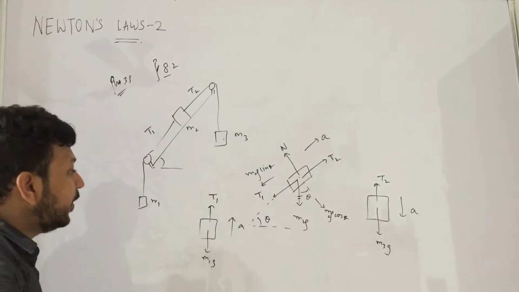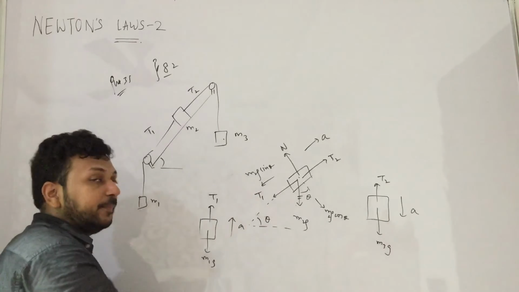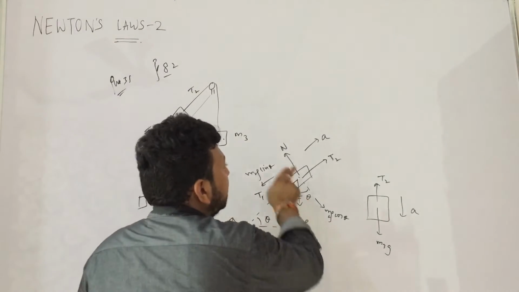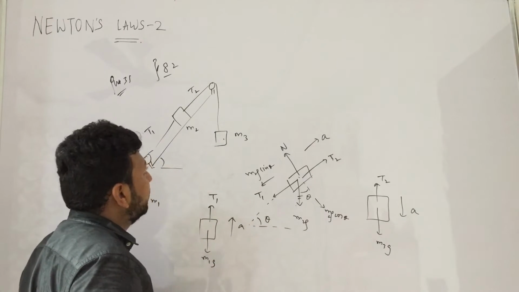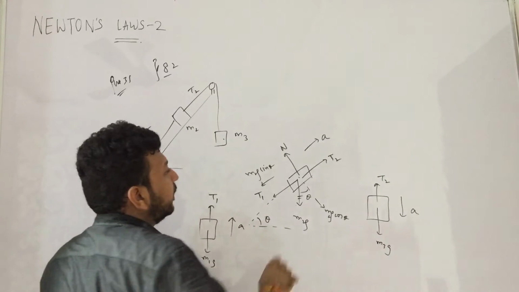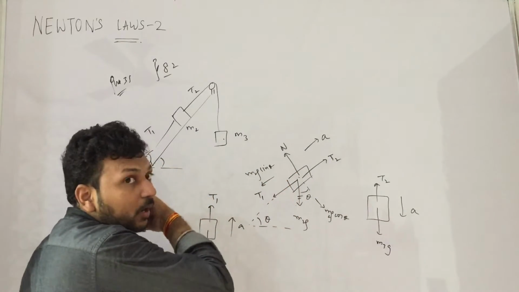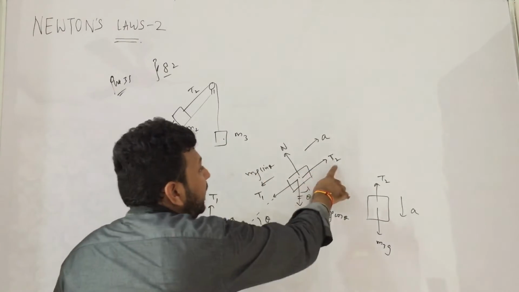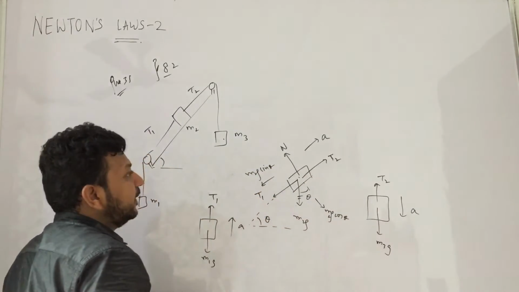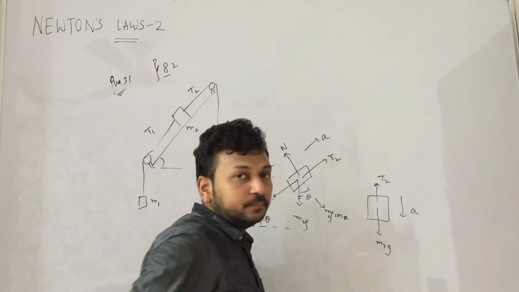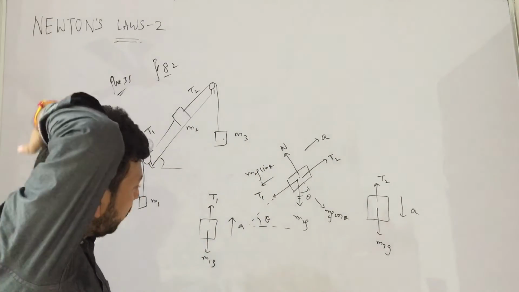Yes, so the equations go like this. T1 minus M1g is equal to M1a. For this, N is equal to M2g cos theta, but it is not required here because there is no friction. This is ahead, these are pulling it down. So the equation goes T2 minus T1 minus M2g sin theta is equal to M2 into a. Yes, simple question. I don't think there is any problem.